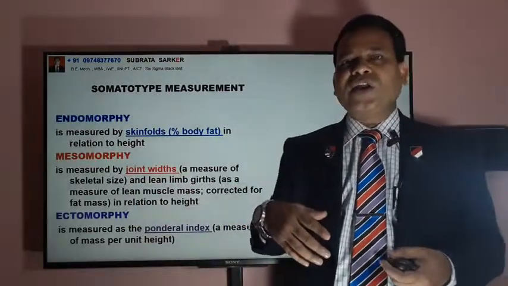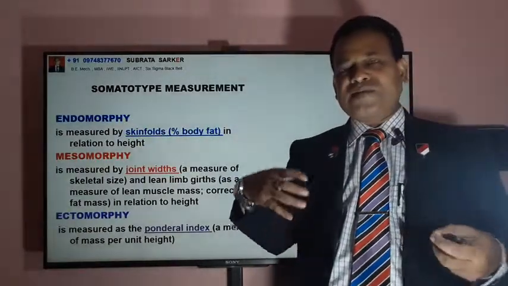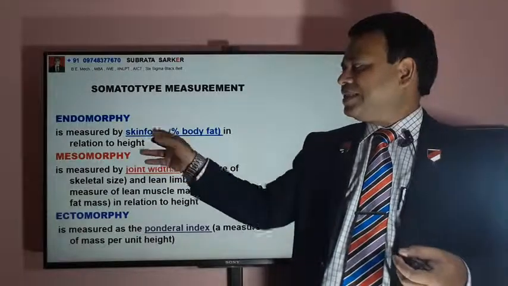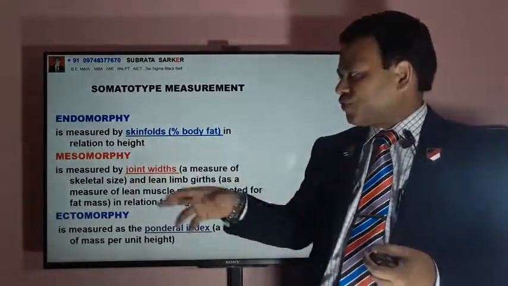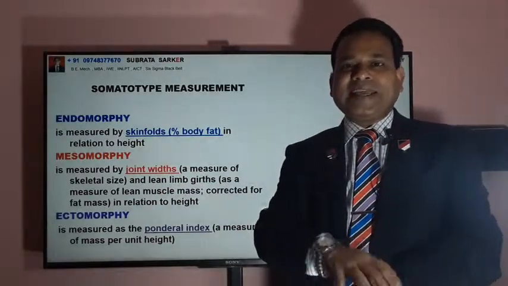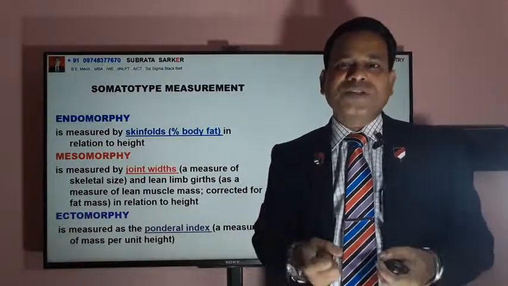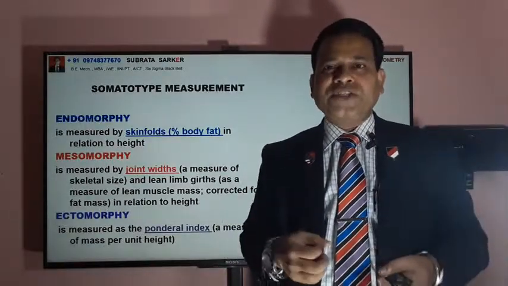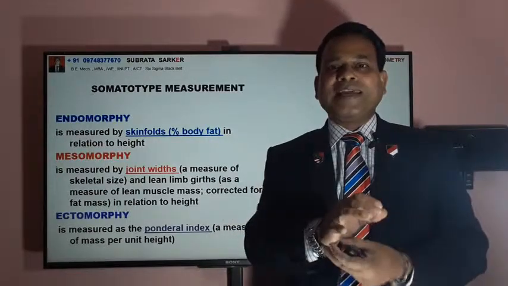And you can also check, if endomorph, like some bulky person, that can be measured by skinfold measurement techniques. And those who are mesomorph, that can be checked with the joint width. As I say, mesomorph people have a build, a muscular body, so that can be measured with the girth measurement also, like a wrist.